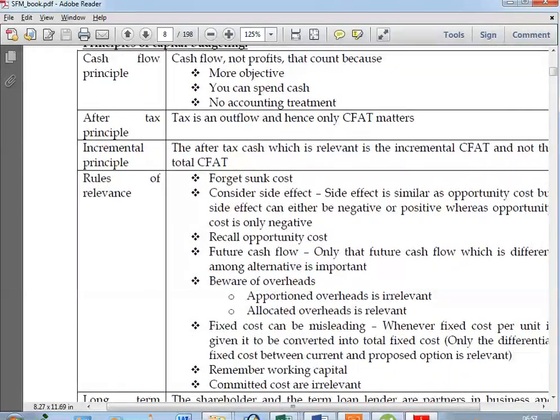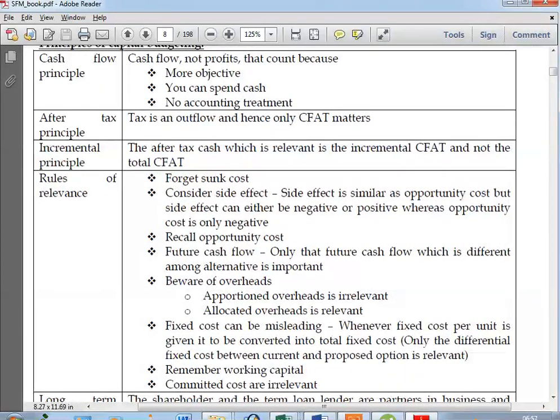Now as far as rules of relevance are concerned, first is forget sunk cost. What is sunk cost? In the example in yesterday's class, the feasibility study was a sunk cost because we have already incurred that cost and it cannot be recovered from my customer. So all sunk costs are irrelevant and have to be ignored. Consider side effect. Side effect and opportunity cost are relevant. What is the difference between side effect and opportunity cost? The side effect can sometimes be positive also, whereas opportunity cost is always negative.